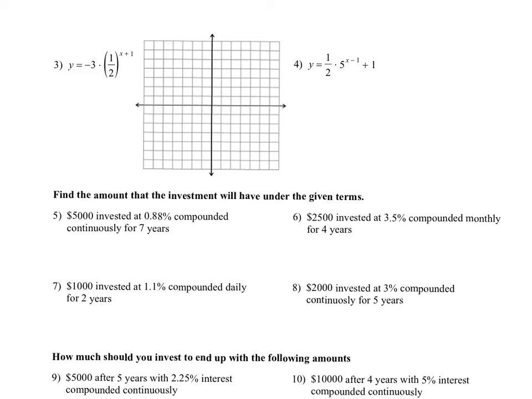All right, next up here, number 4. So for this one, once again, start off with my key points. 0, 1, and then 1, base, which our base here is 5, and then our horizontal asymptote at y equals 0.